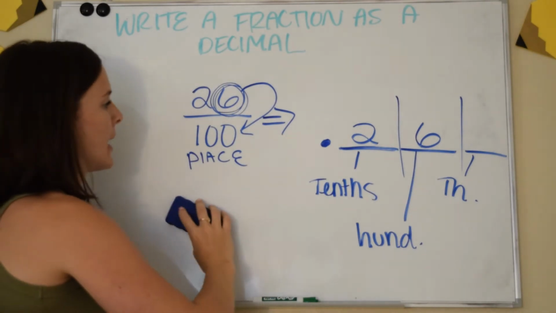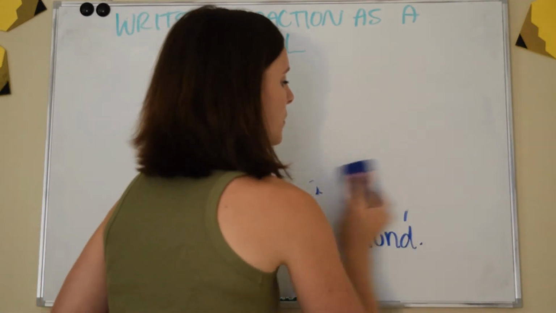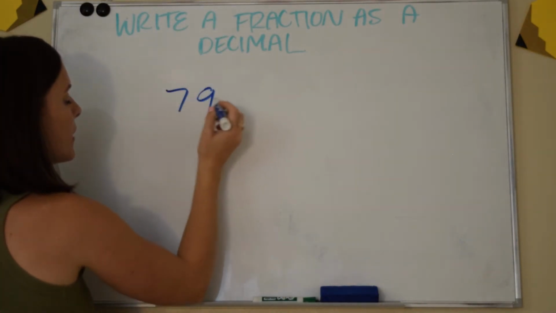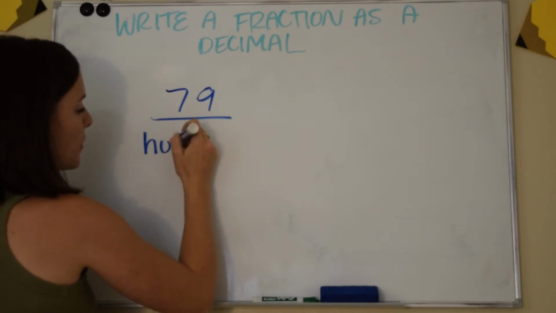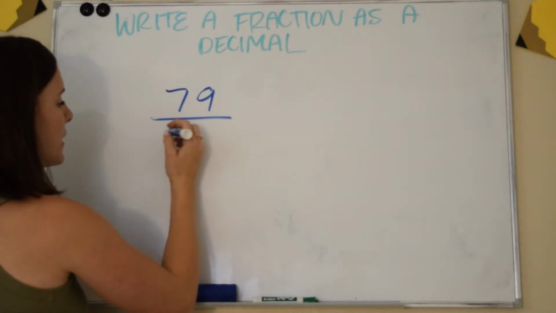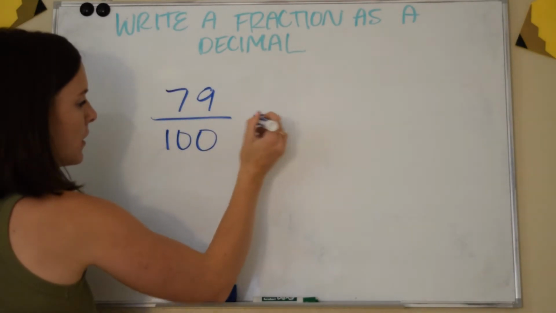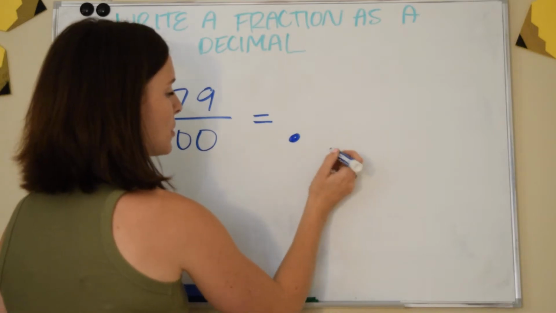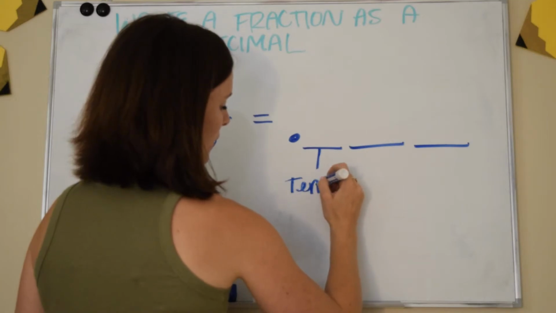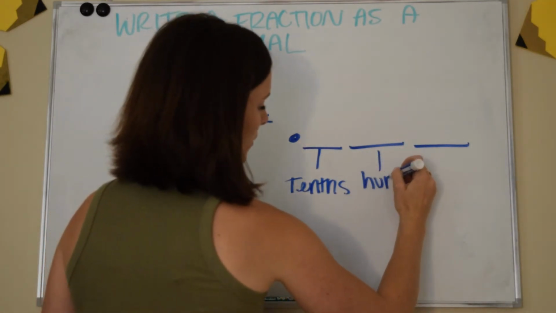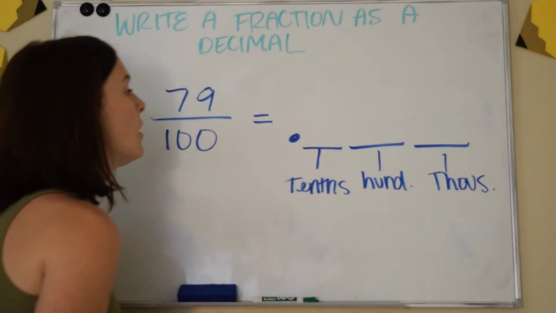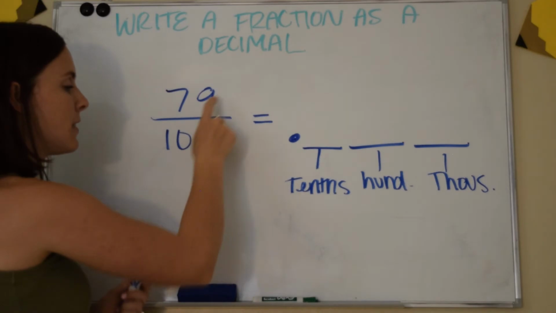So let's practice that again. What if I had 79 hundredths? We'll do a hundredths again. Oops, and I'm spelling it. Oops. So if I had 79 hundredths. Okay, so remember, draw your chart, your empty chart, for the tenths, for the hundredths, and for the thousandths. And I'm abbreviating.